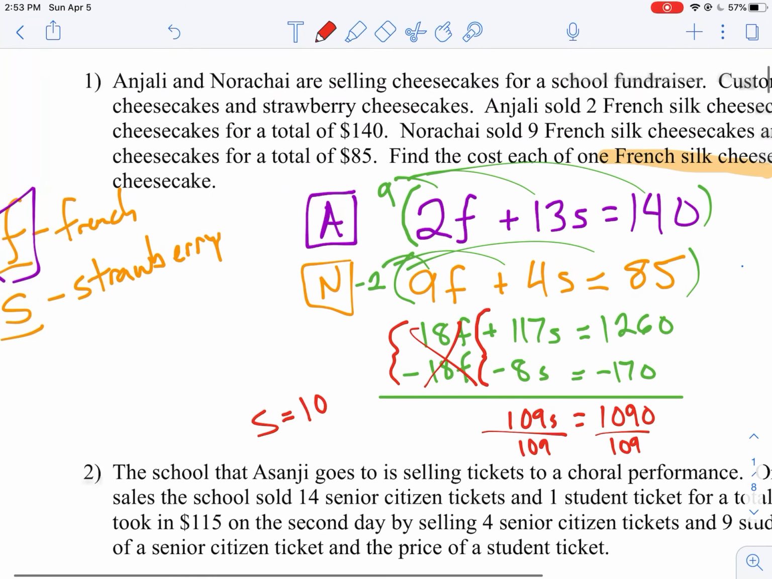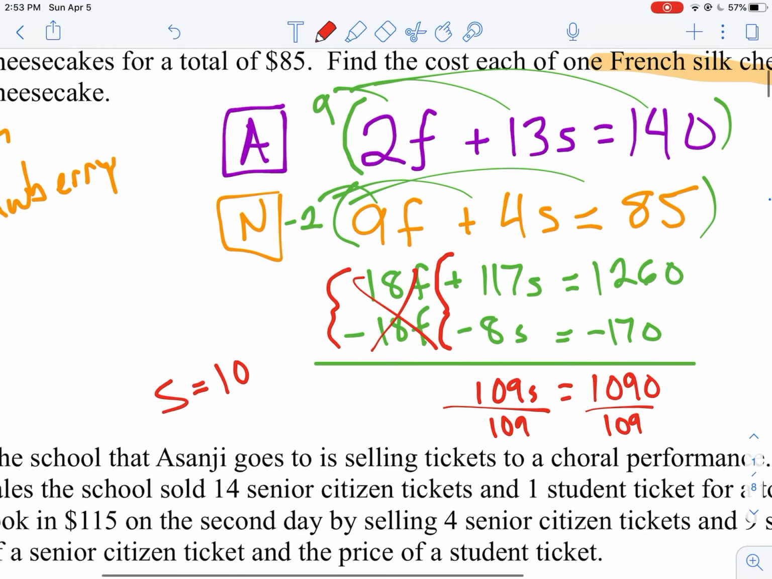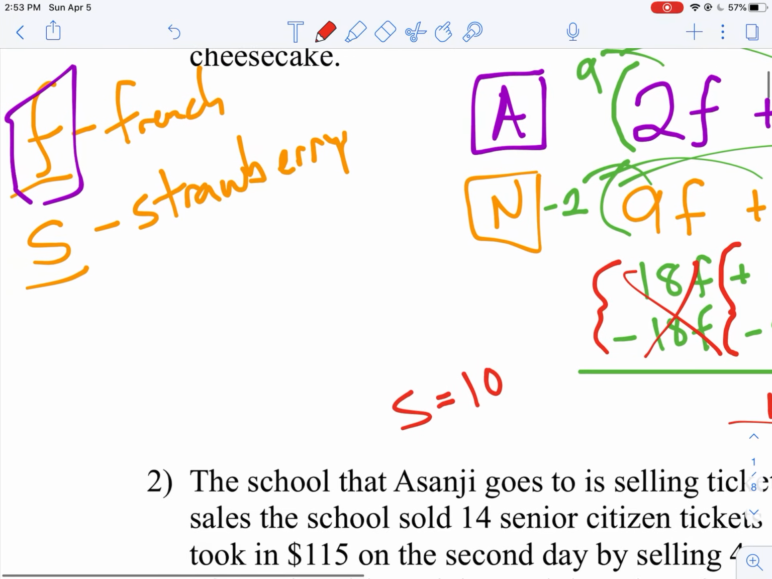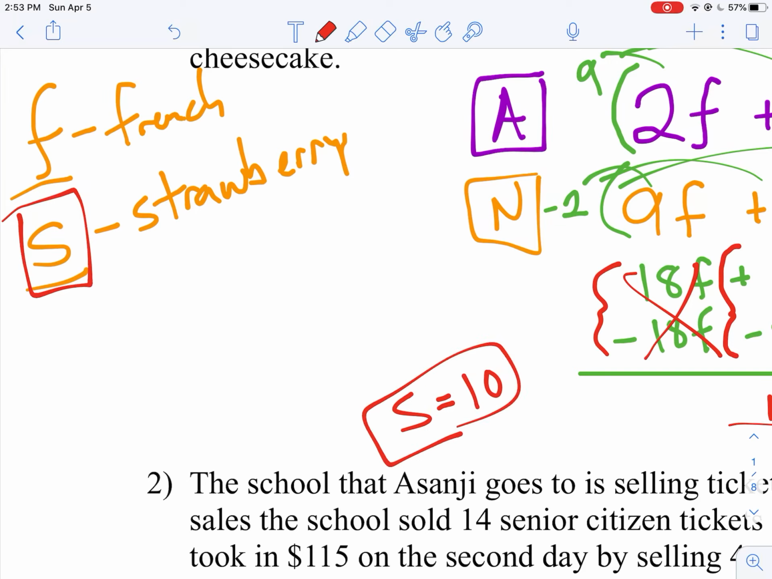Okay, so what does that mean? Remember, this is a word problem, and a word problem needs a word answer. So s is 10. What does that mean? Let's go back up here to why I have these letters. What do these letters stand for? F stands for the cost of French silk, and the S stands for the cost of the strawberry cheesecake. So how much does a strawberry cheesecake cost? $10. Cool. Let's remember that.